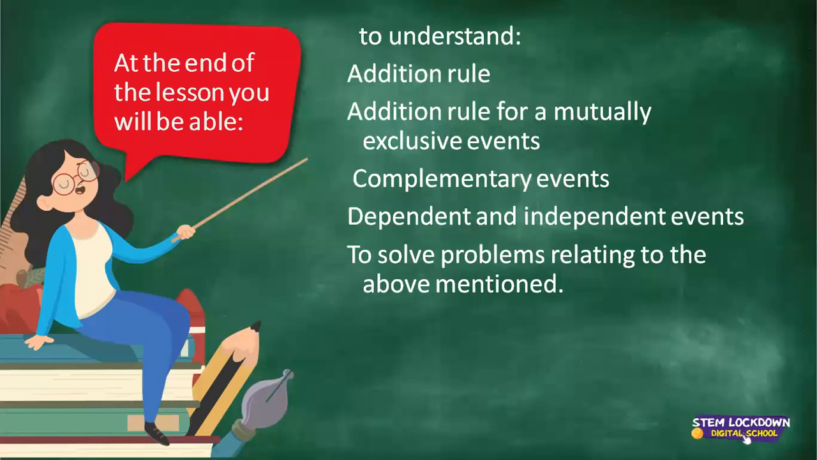At the end of today, you should be able to understand and apply the addition rule. You should be able to apply the addition rule for a mutually exclusive event. You should be able to understand the components of complementary events, dependent and independent events. When an event is supposed to be dependent, when an event is supposed to be independent, and to solve problems relating to the above mentioned.